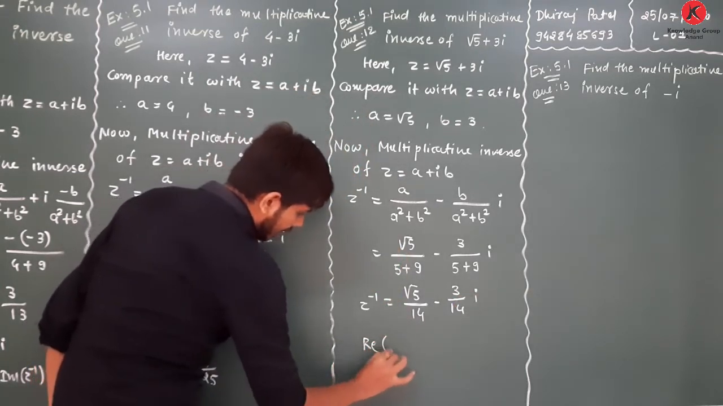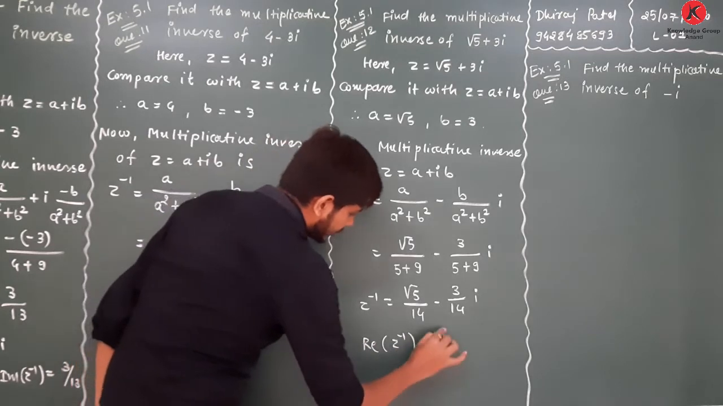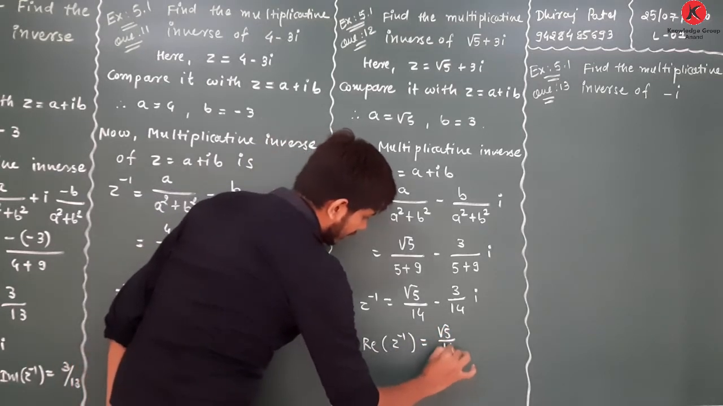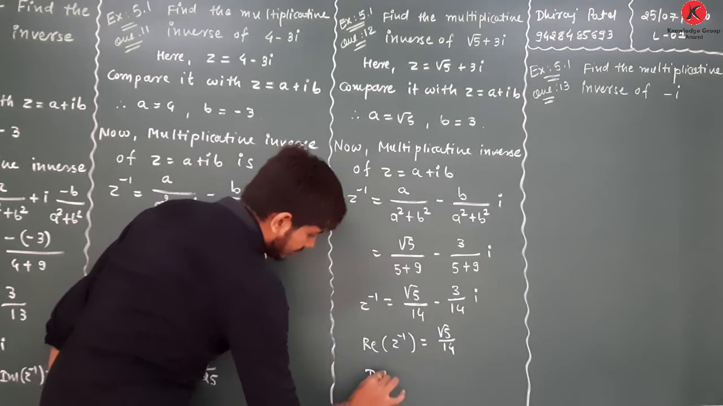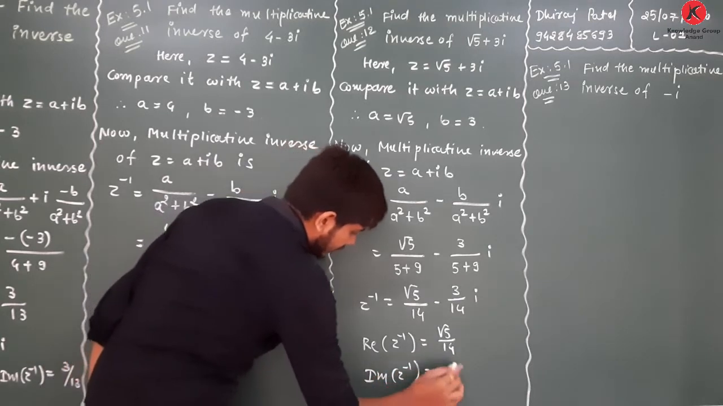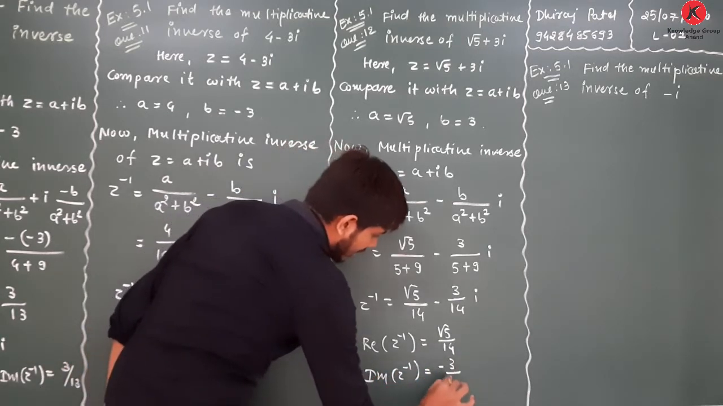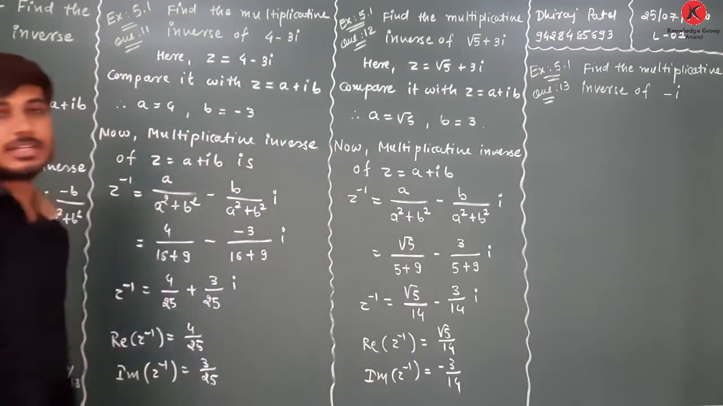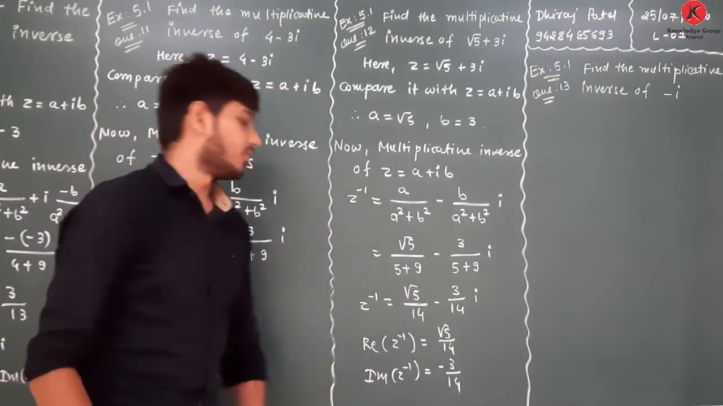If we want to write the real part of z inverse, it is equals to root 5 by 14, and the imaginary part of z inverse is minus 3 by 14. Minus 3 by 14. Take the sign also.